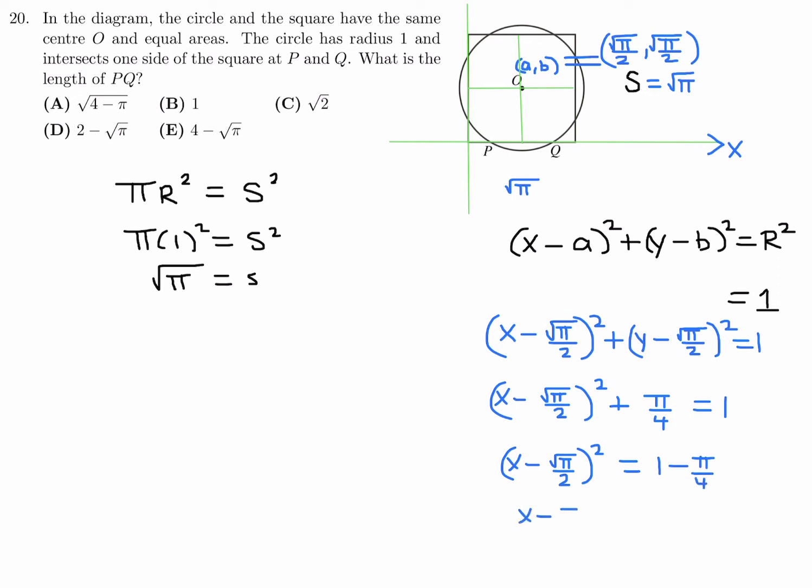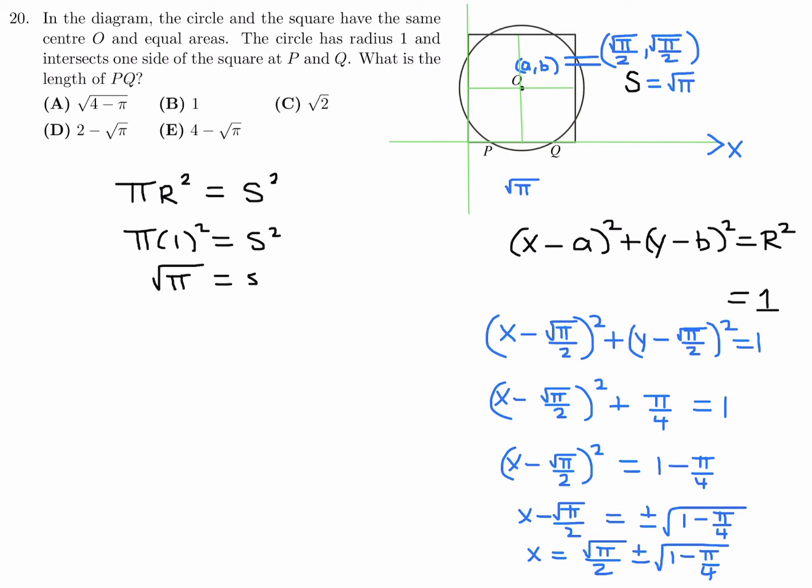And if you take the square root, it would be plus or minus the square root of 1 minus pi over 4. And then finally, isolating for x, it would be root pi over 2 plus or minus the square root of 1 minus pi over 4. So one of those is P and one of those is Q, right? Since there's two values, to get the length PQ, we just have to subtract them. Like, for example, if this was 2 and this was 5, to get the length you just go 5 minus 3, which is 2. So it's the same kind of story. We have to subtract one from the other.